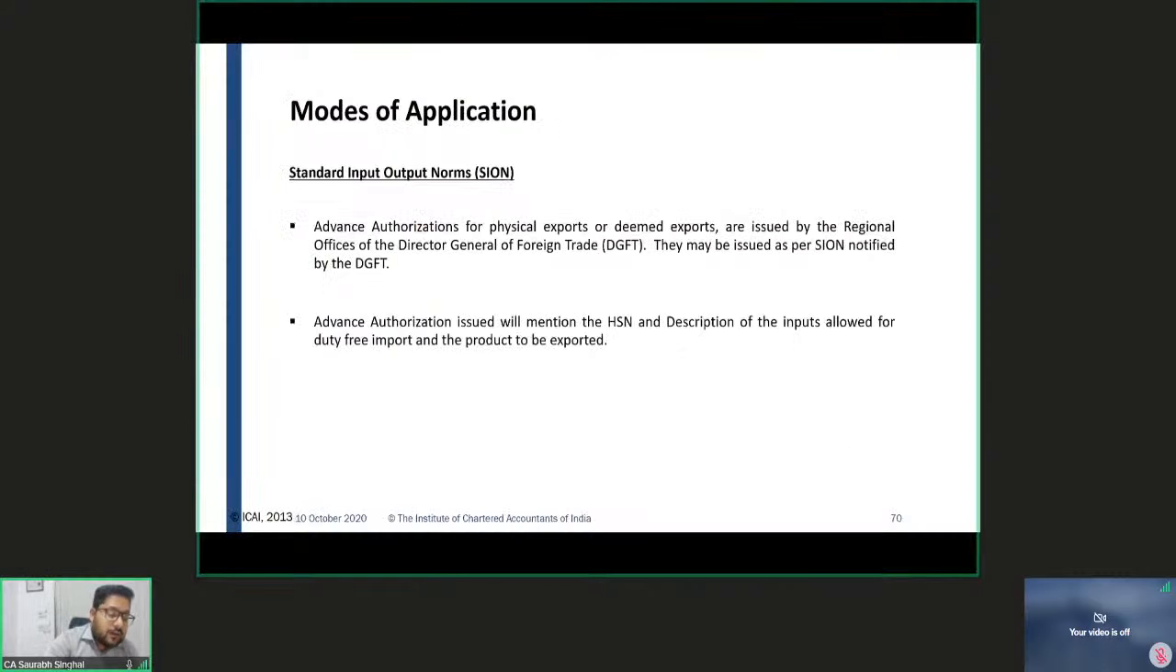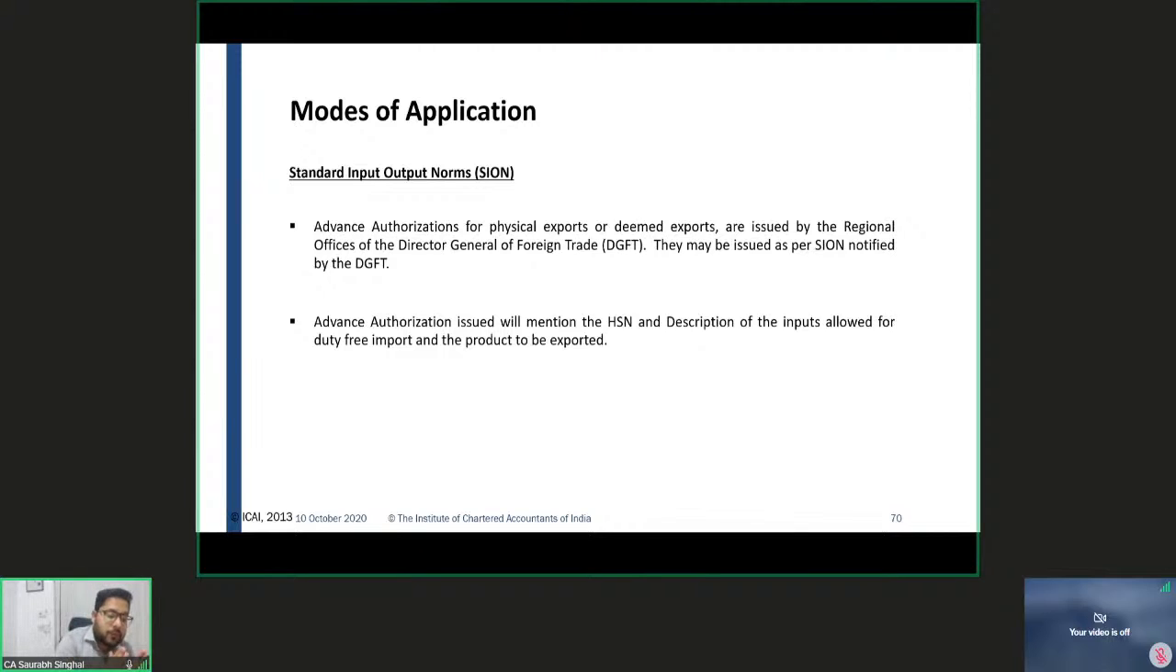So basically there are 3 to 4 modes of application for advance authorization. The first one is based on CON. You apply for advance authorization before the DGFT department and say that my product is covered under CON norms. So if you open the CON norms and go to a chapter, my product is covered in this chapter in export item, and against that export item there are goods mentioned in import which are used as its input based on that same CON norm.